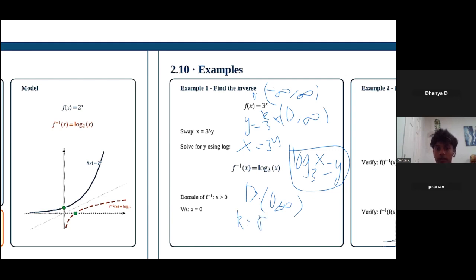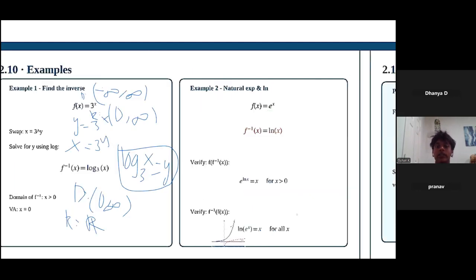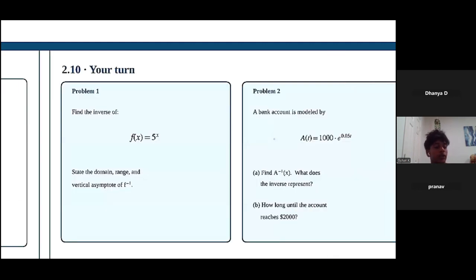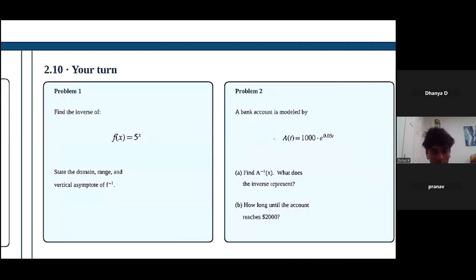Now, ln of x is the inverse of e to the x. It's the same process as earlier. I don't think there's much to go over here. It's just e instead of the log base. So now here are the final problems for you guys for today, and I will solve them right after giving you a couple minutes.